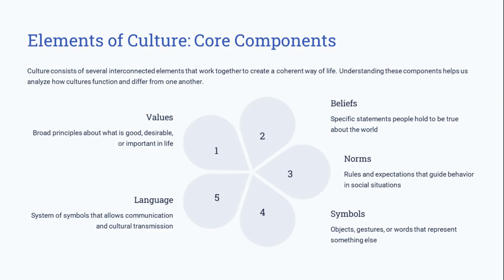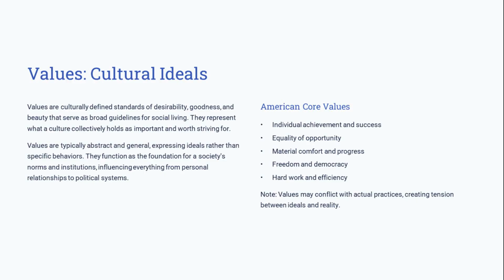Culture consists of interconnected elements that work together to create a coherent way of life. These core components include values, beliefs, norms, language, and symbols. Understanding these elements helps us analyze how cultures function and differ from one another. Values are culturally defined standards that serve as broad guidelines for social living. They represent what a culture collectively holds as important.